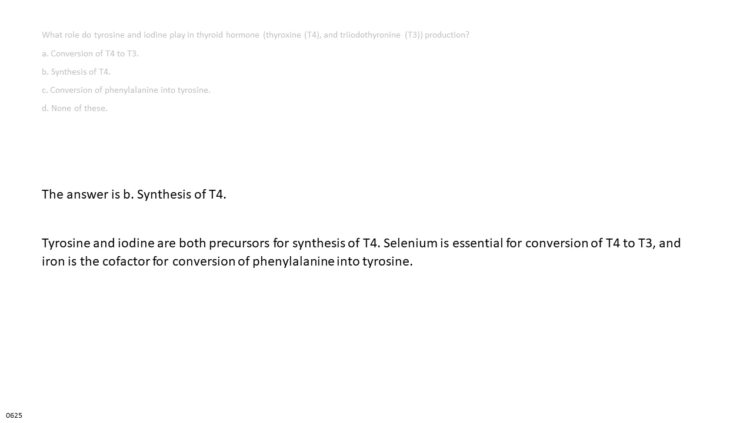The answer is B. Synthesis of T4. Tyrosine and iodine are both precursors for synthesis of T4. Selenium is essential for conversion of T4 to T3, and iron is the cofactor for conversion of phenylalanine into tyrosine.